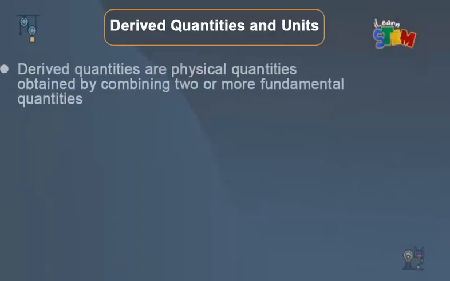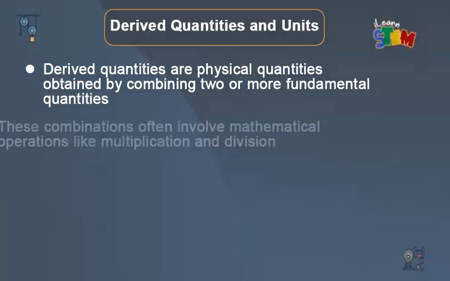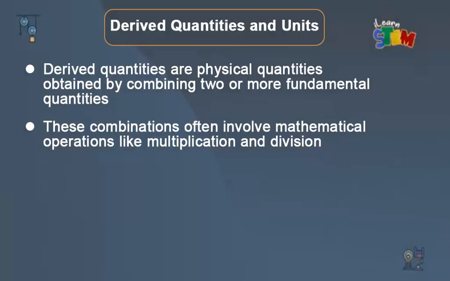Firstly, derived quantities are physical quantities that are obtained by combining 2 or more fundamental quantities. These combinations often involve mathematical operations like multiplication and division. For example, speed is a derived quantity because it combines length or distance and time. So, we can see that the fundamental quantities are the building blocks for derived quantities.